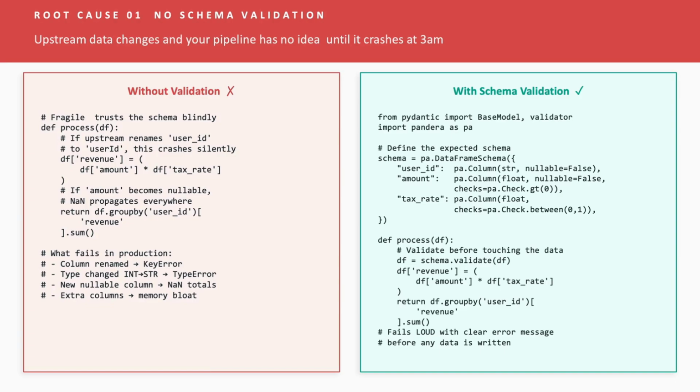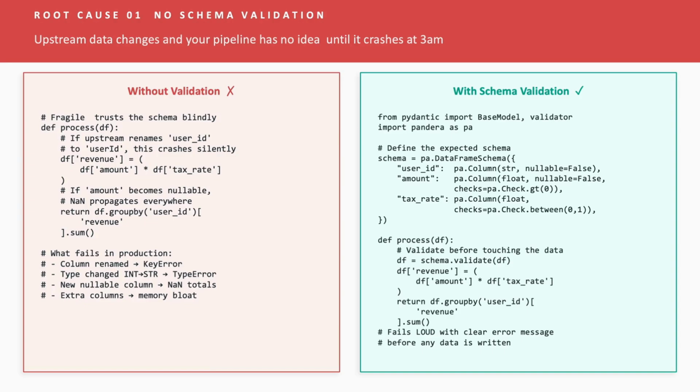Look at the left panel, the fragile pattern. The pipeline takes a data frame, computes revenue as amount times tax rate, and groups by user ID. This works great in dev, but in production, if the upstream team renames user_id to userId, KeyError, silent crash. If amount becomes nullable, None propagates into every revenue calculation. If the type changes from float to string, TypeError at runtime. If extra columns are added, memory bloat on every run.